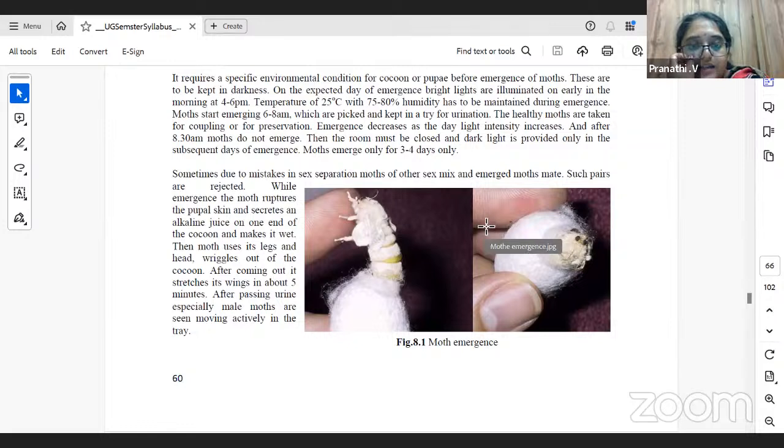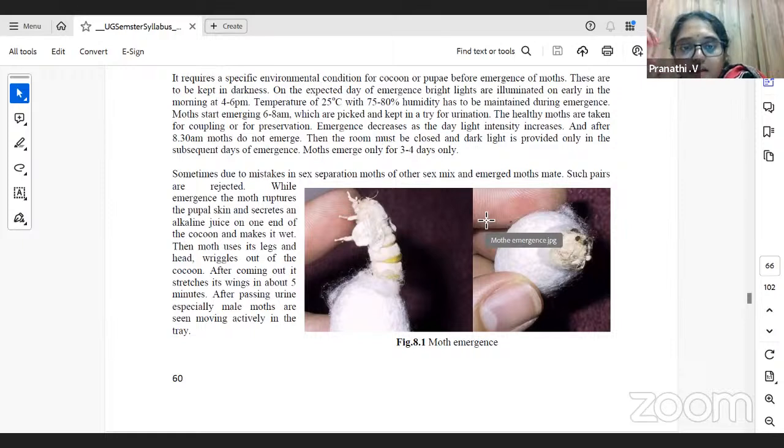Sometimes, due to mistakes in the sex separation, moths of the other sex mix and emerge. Such pairs are going to be rejected.